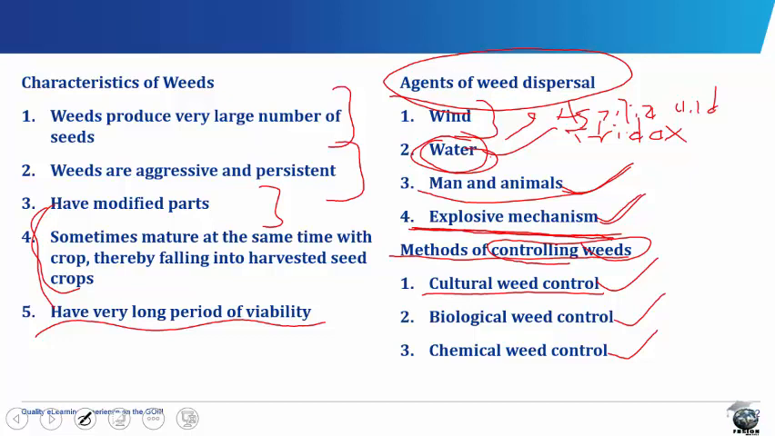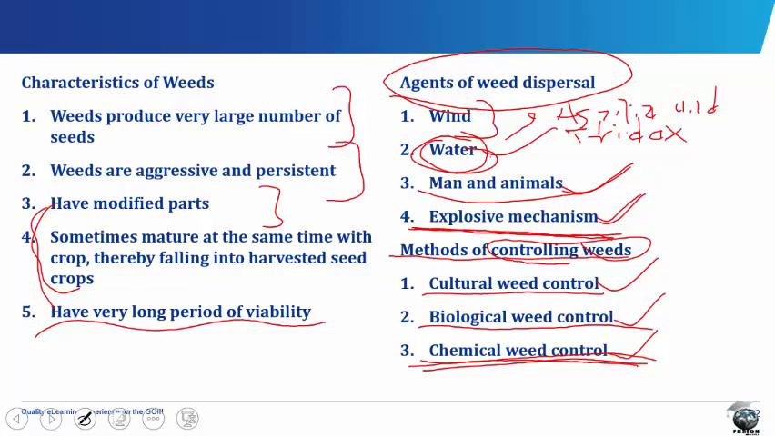Biological weed control involves the use of biological organisms, plants, or animals to control weeds. They include cover cropping, use of parasitic insects, and grazing animals. Chemical weed control is the use of chemicals known as herbicides to kill weeds. Herbicides are of two main types. We have the selective herbicides, which kill plants of a particular kind, for example, the dalapon. And also we have the non-selective herbicides, which kill all plants. For example, we have the lead arsenate.